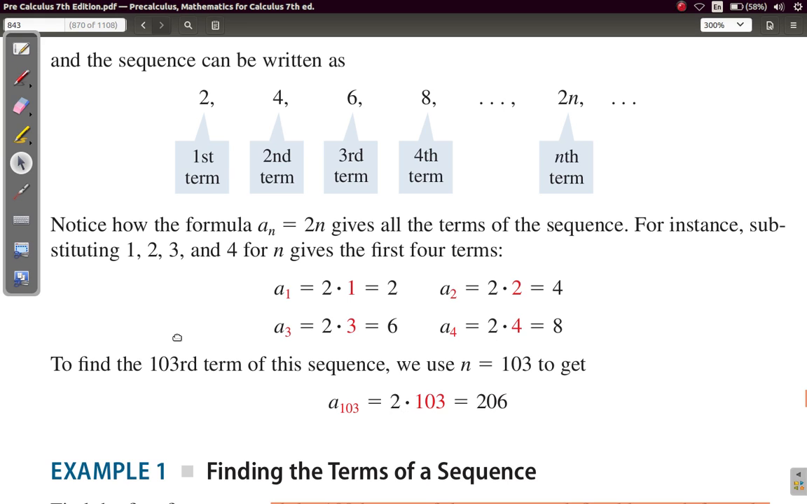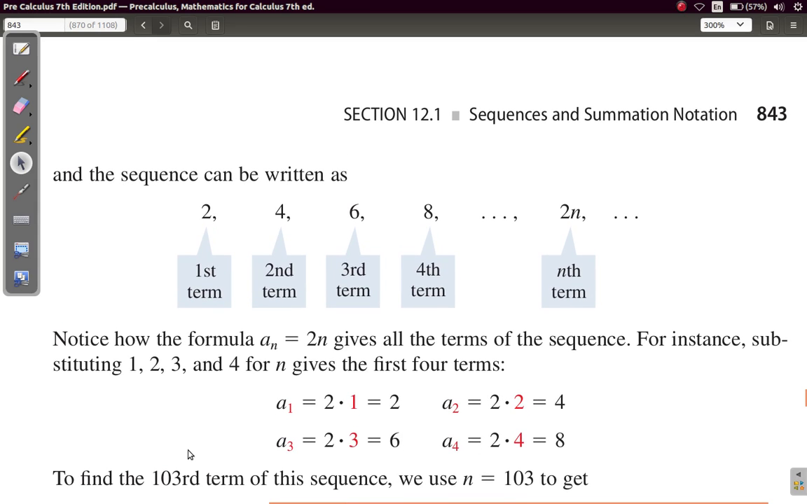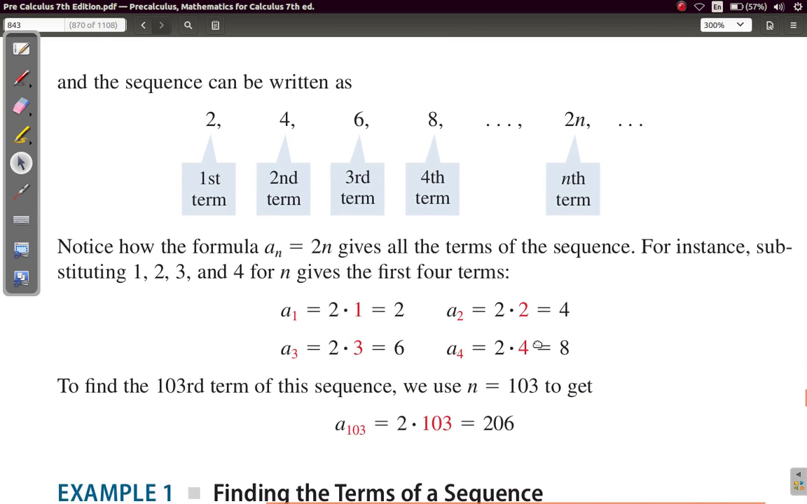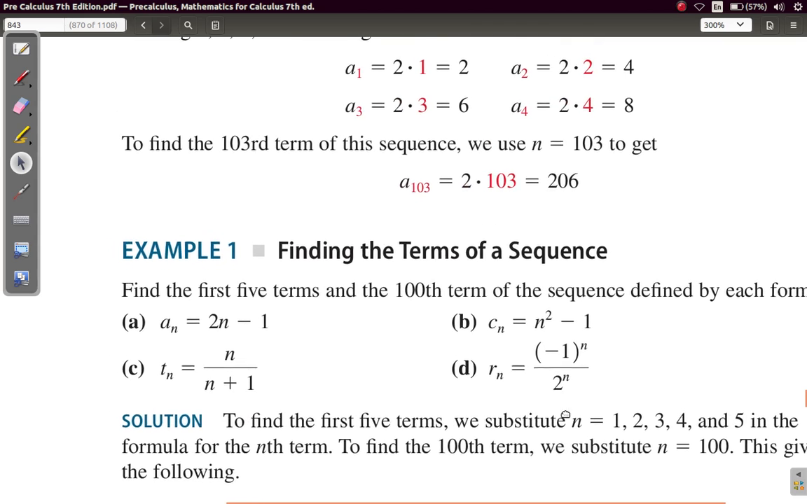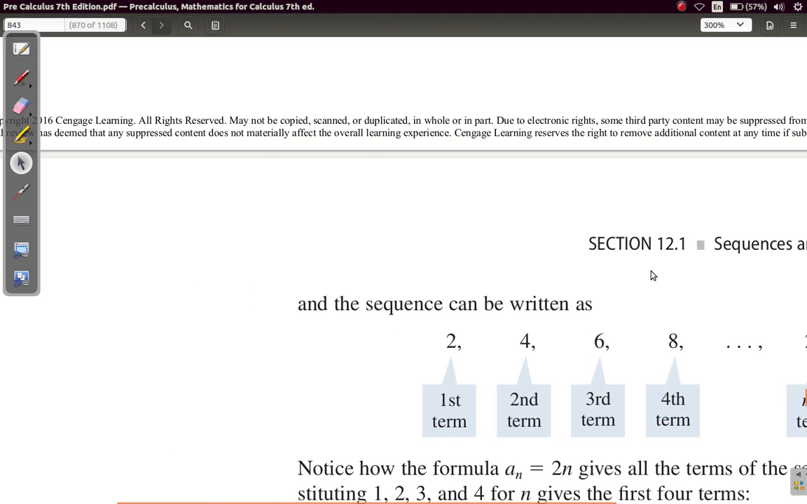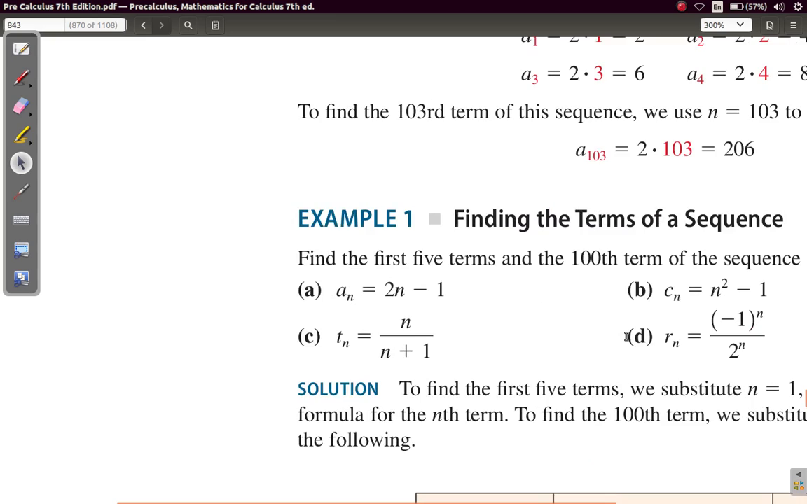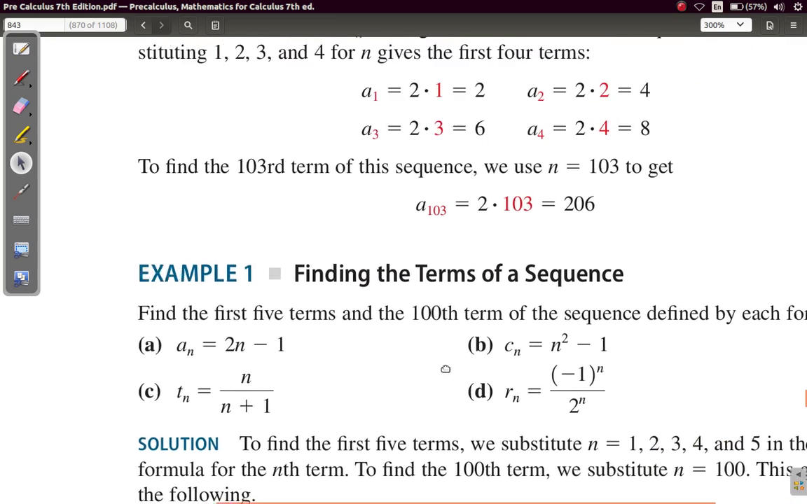Now they ask you for the 103rd term of the sequence. That is when n is 103. All you do here now is multiply n by 2. It's 2n you're looking at. So 2 times 103 will give you 206. Alright? Good. So we have 206 here.